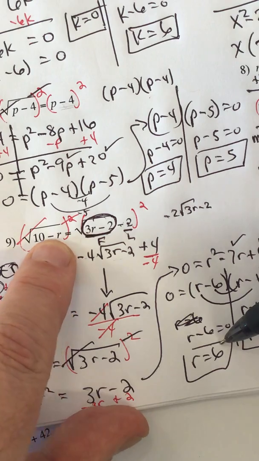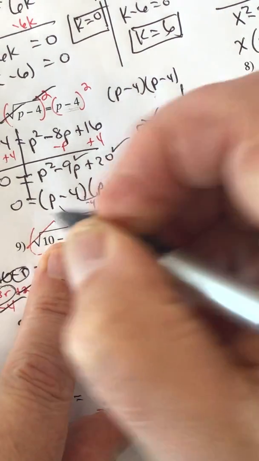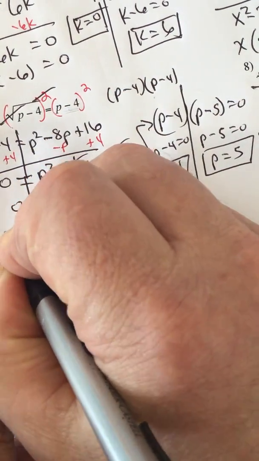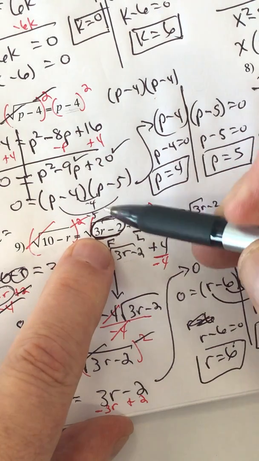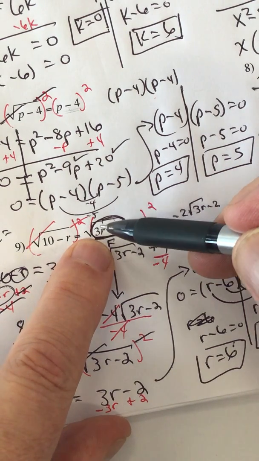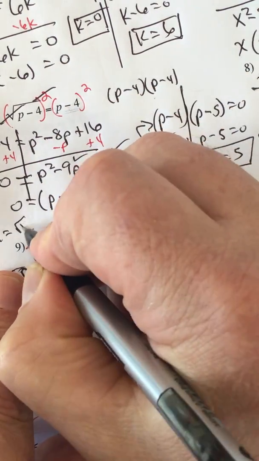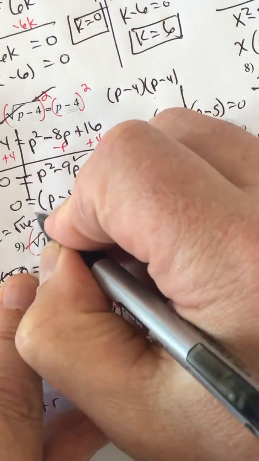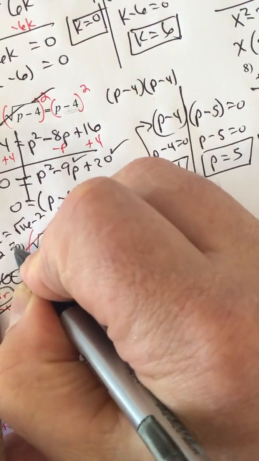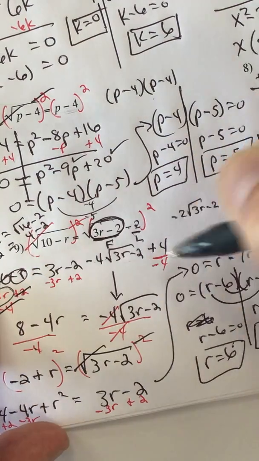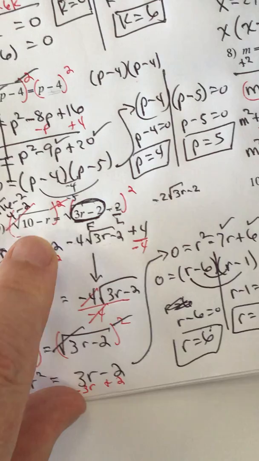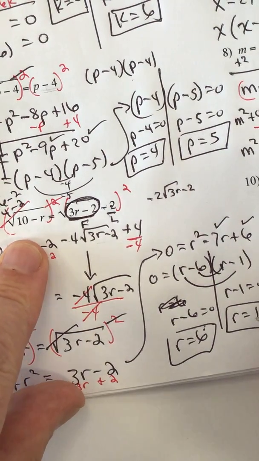If r is 6 right there, that's 10 minus 6, which is 4. So I have the square root of 4 equals. And then if r is 6 right there, 3 times 6 is 18 minus 2. 18 minus 2, so that would be the square root of 16, and then that minus 2. So here it's 2, and here it's 4 minus 2, so that one checks out. So r is 6.